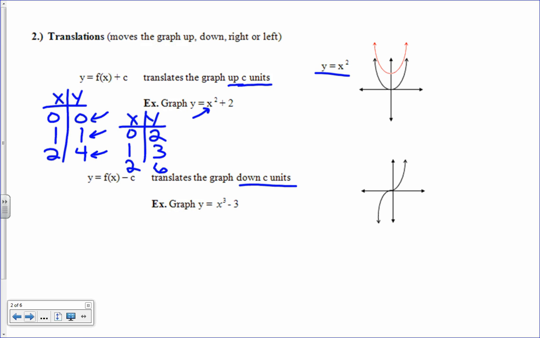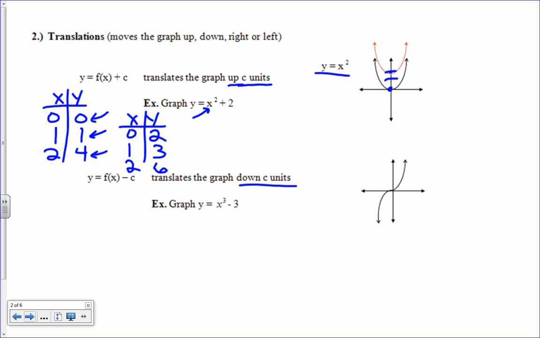So in looking at your parent graphs, is there one point that they all kind of seem to share, at least for the most part? Kind of the origin, right? So that's probably one of your best points to move. Move the origin. Okay, so I moved this point, just move it up 2, and make your parabola.